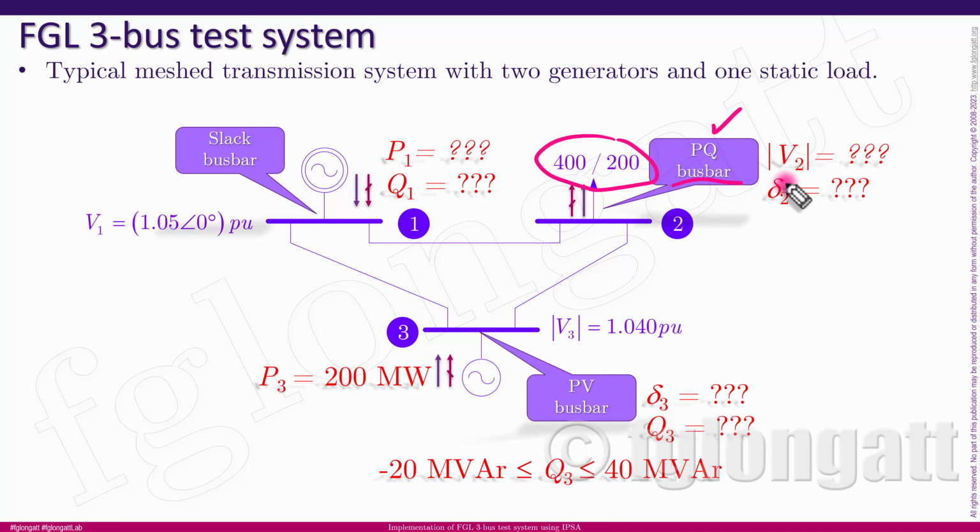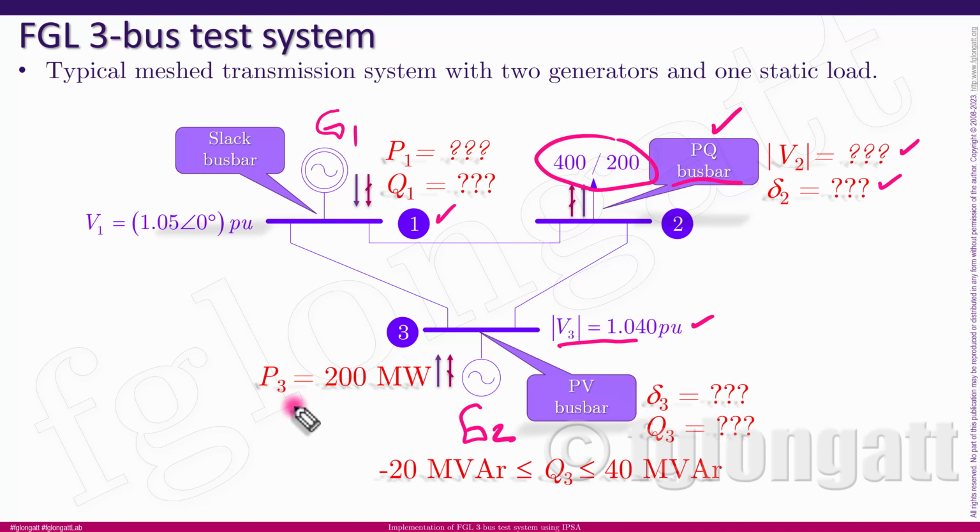And in this PQ bus bar, of course, we have 2 unknown variables, the magnitude of the voltage and the angle. On bus bar number 3, there is a synchronous generator here. This is the generator 2, and the generator 1 is connected to the bus bar number 1. This generator 2 is operating to keep constant the voltage at bus bar number 3, and in this case, the numerical value is 1.040 per unit.